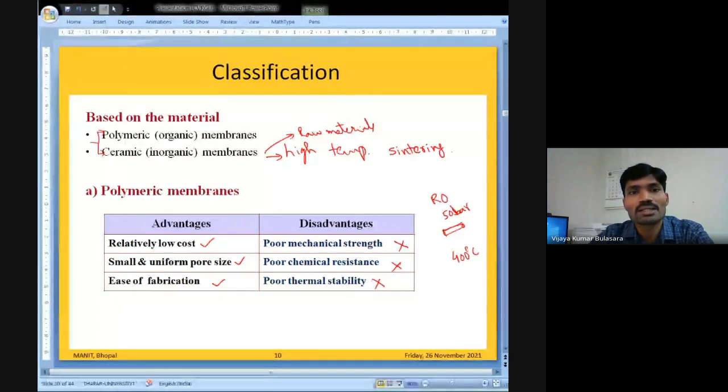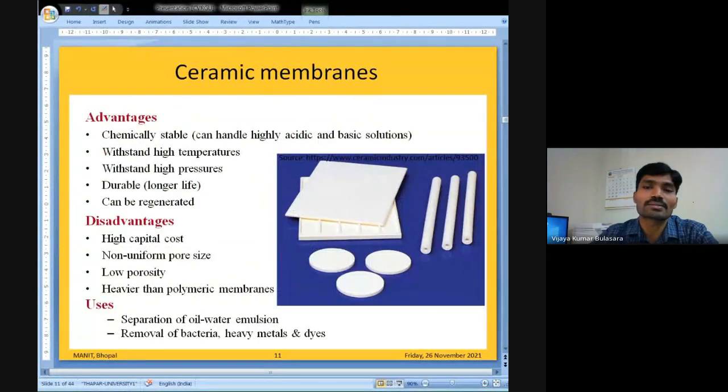For that purpose, we use ceramic membranes because they have various advantages. In the case of highly acidic or basic solutions, ceramic membranes show good chemical stability. They are suitable even in the textile industry, where effluents have a high pH, and in tanning industries and other processes where the streams are acidic in nature. In those cases, ceramic membranes are very effective and very useful.